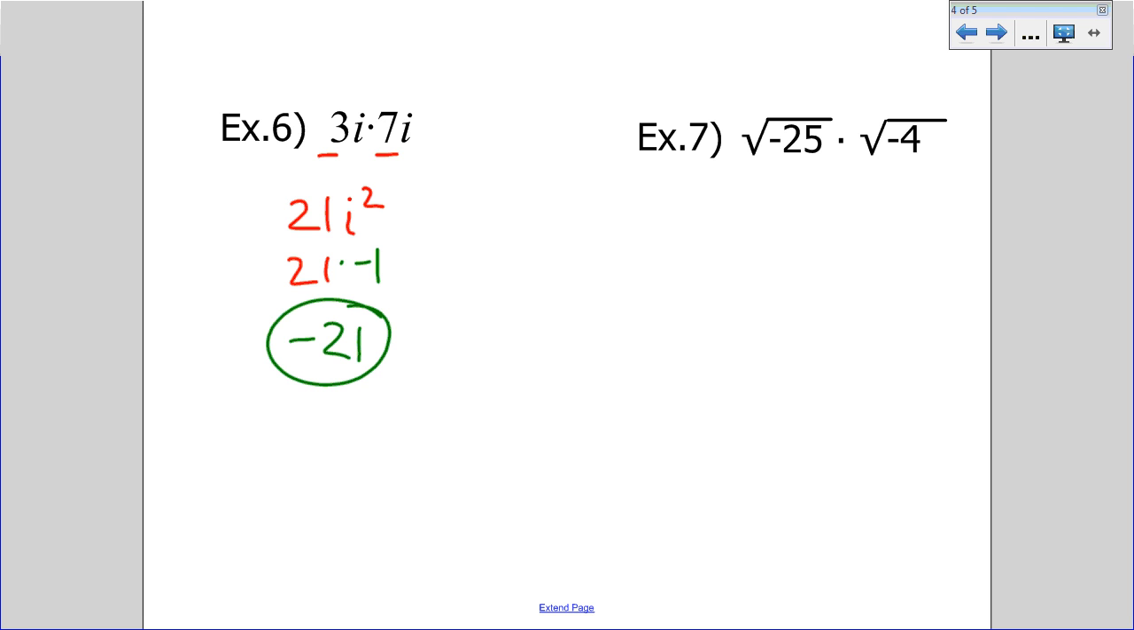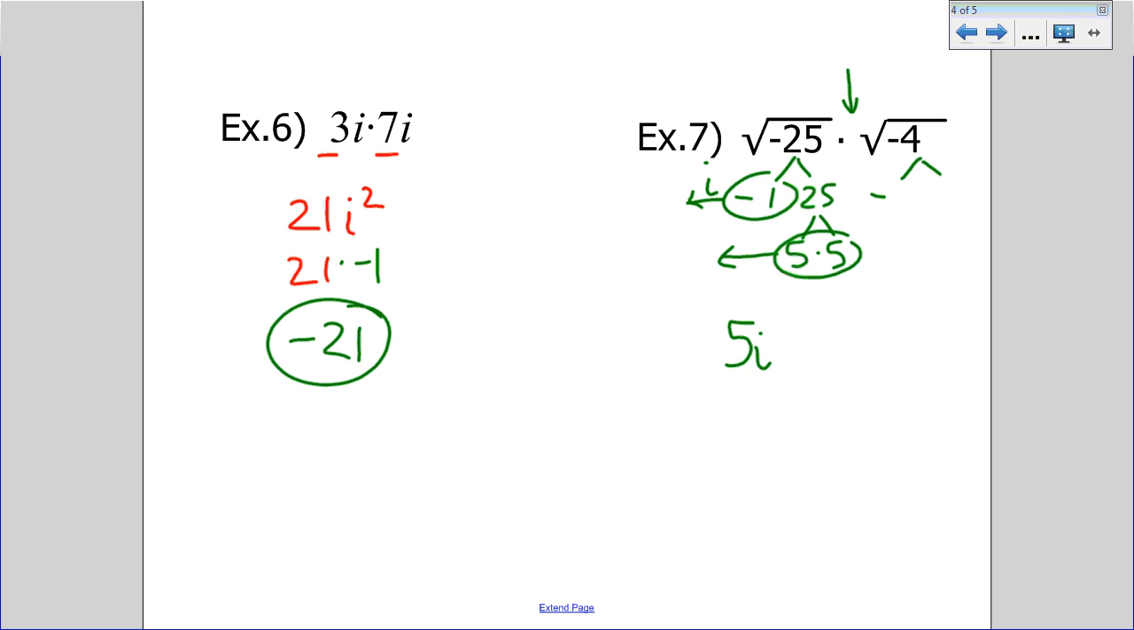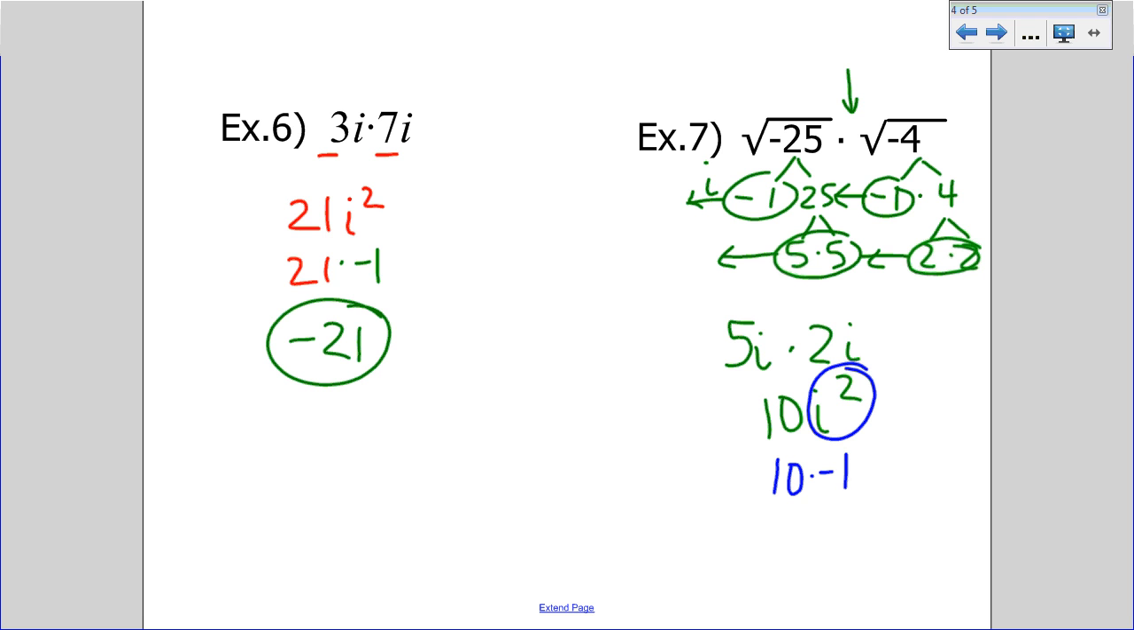Let's take a look here. I cannot multiply them together first. What I have to do is simplify them. So negative 1 times 25, and then you have 5 times 5. So here's this perfect square of 5i, this perfect imaginary number, I guess we would say. Negative 1 times 4, and we have 2 times 2. So we're going to multiply that by 2i. Now this looks just like what we started with, so we're going to call this 10i squared. Remember, your i squared is a negative 1, so this is 10 times negative 1 for a negative 10.